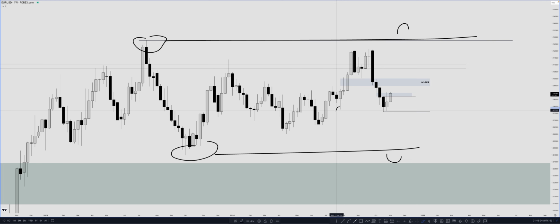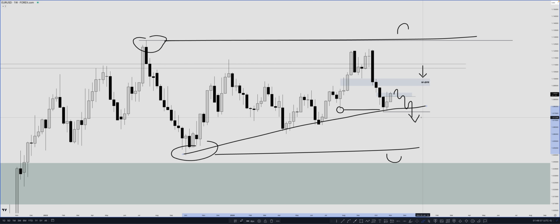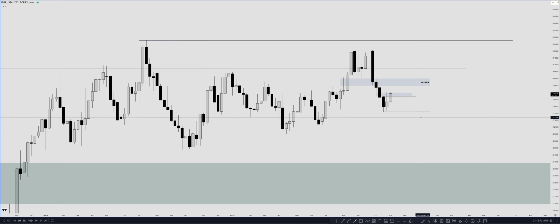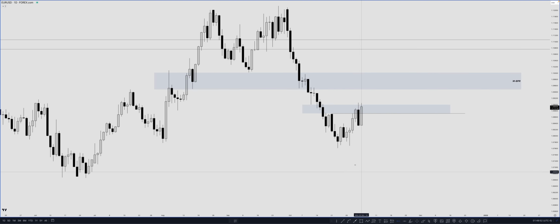So now as price took out this low and left the monthly BPR, the chances of it continuing dropping lower, especially as we have this trend line right here, are simply increasing more and more. So that's it when it comes to the weekly time frame. Let's now quickly jump to the daily time frame.